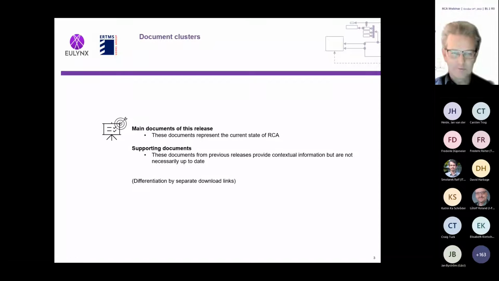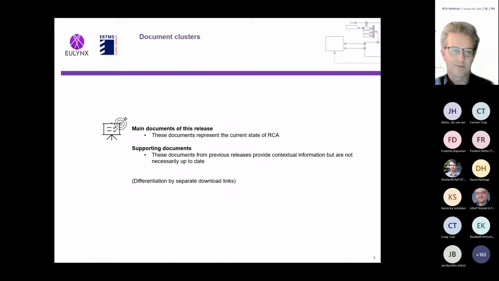We have mainly two bunches of documents, and the focus of our release is the so-called main document set of this release. These are all the documents which we have presented or worked on in the last time, and which now represent the current state of RCA. Why do I say the current state?